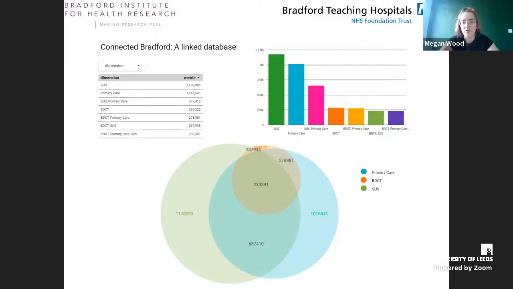So from this dashboard, a researcher would be able to determine that there's over 230,000 citizens with data in all 3 of these data sets. And by most people's standards, that's quite a mammoth sample size. So these are just 3 of the data sets within Connected Bradford, but obviously we could do this for all the different data sets that we have. So a researcher could see just how many individuals they want for their particular research question.